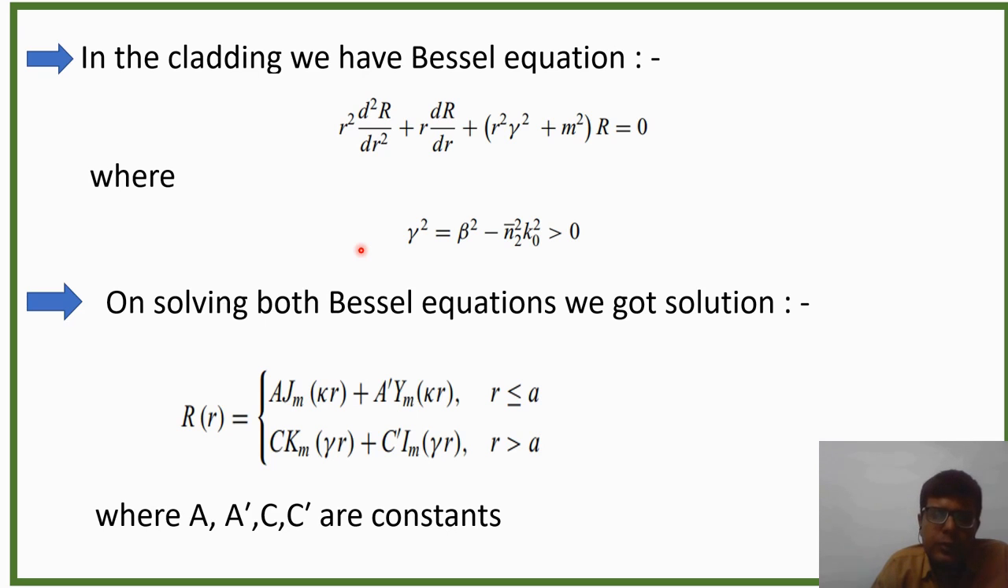On solving both Bessel equations, we got the solution as this. This is for the core part, this is for the cladding. In the core we have A multiplied by Jm, which is a function of kappa and r, plus A dash multiplied by Ym. In the cladding case, we have constant C multiplied by Km plus C dash constant multiplied by Im. In this case, A dash, C and C dash are constants.